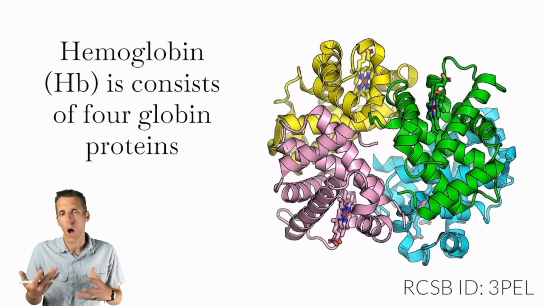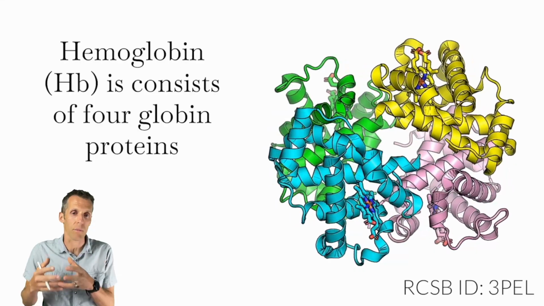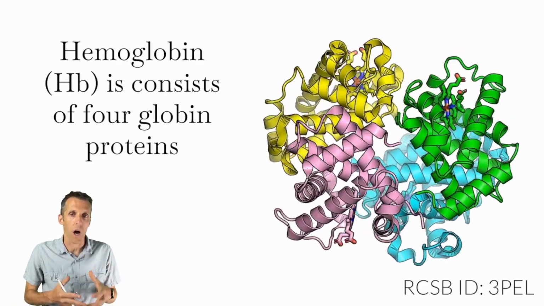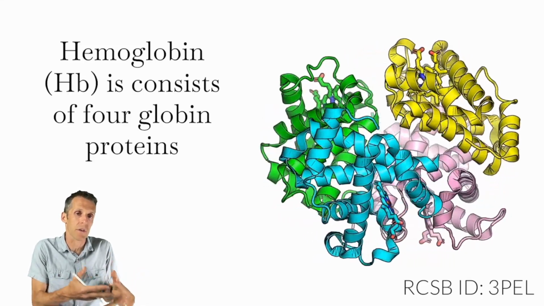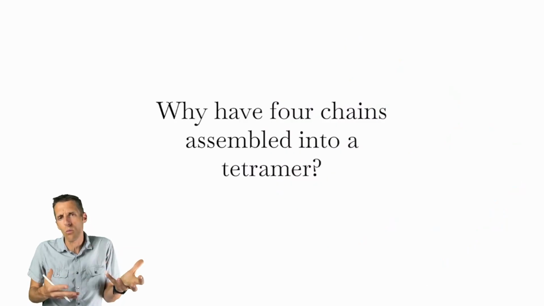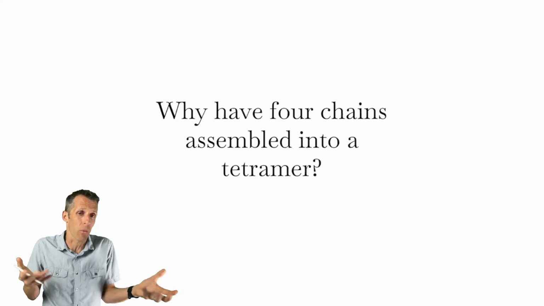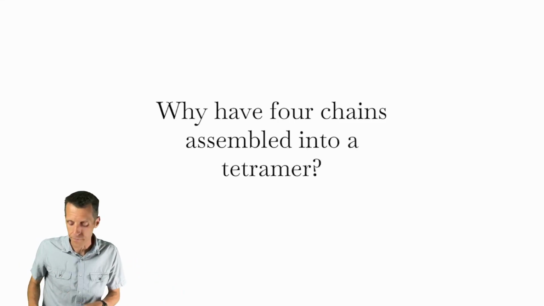Now, hemoglobin operates as a 4 subunit protein. So it's got 4 different protein chains that are glued together into a quaternary structure. These are responsible for taking the oxygen in the lungs and dropping it in, say, the muscles. But it raises the question, why? Why do we have 4 chains in a tetramer instead of just, say, 1 chain? Why can't we just have a single chain of hemoglobin that's floating around doing this job?